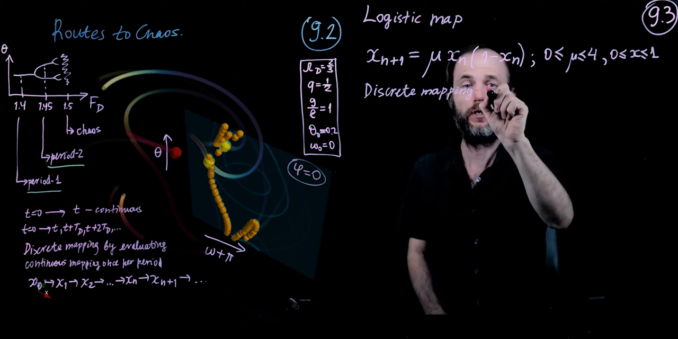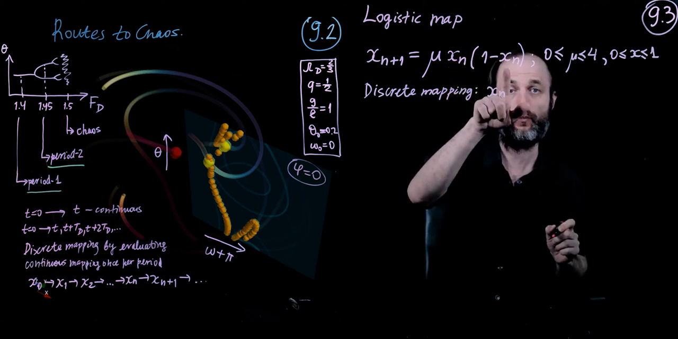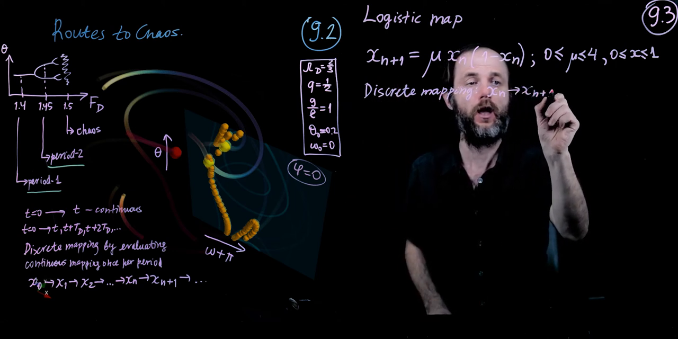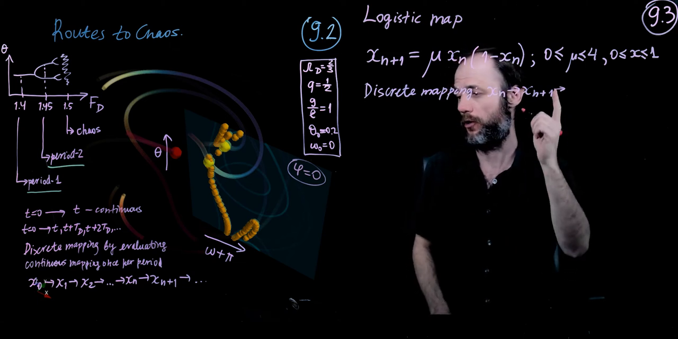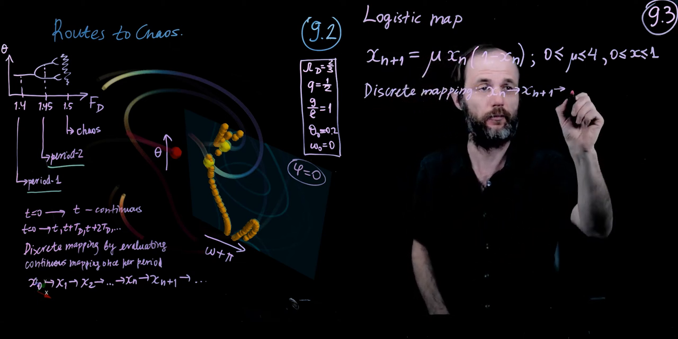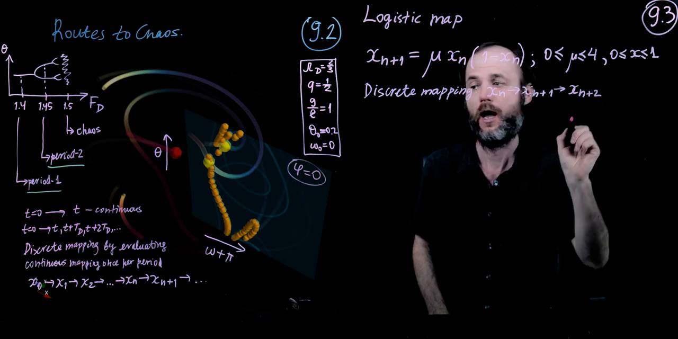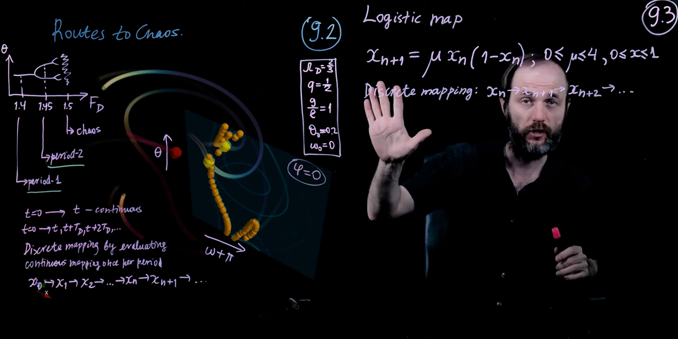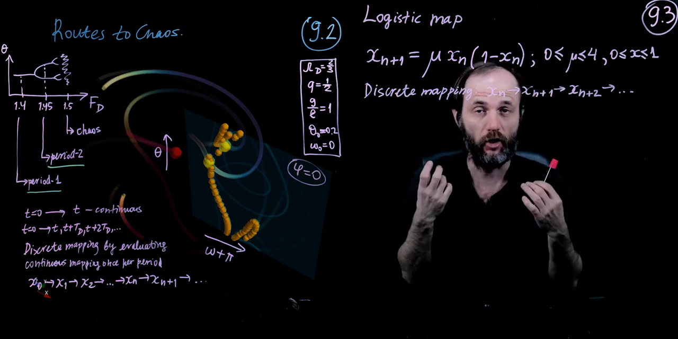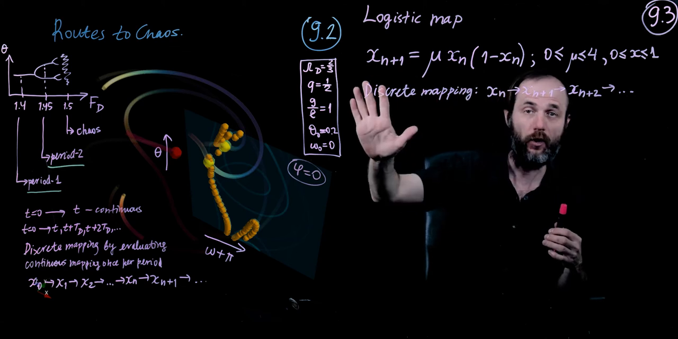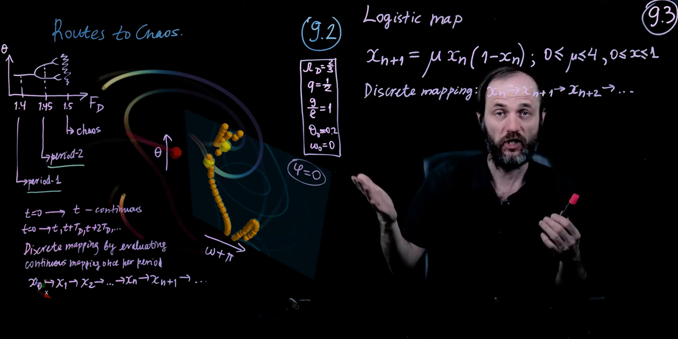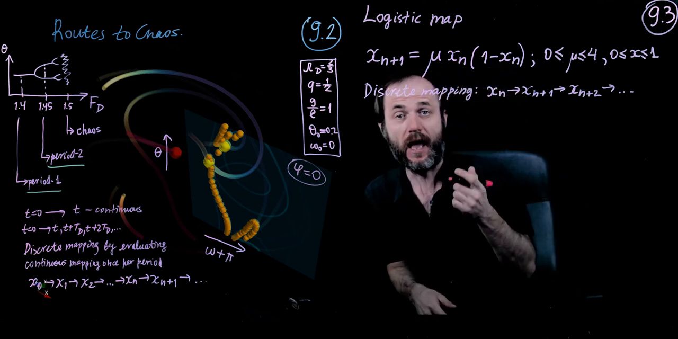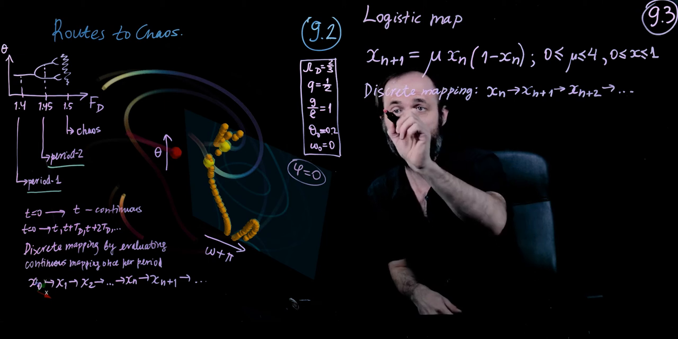So what we do is we go from xn, which we plug in here, and we get xn plus 1. Then from here, we plug in xn plus 1 and get xn plus 2, and so on and so forth. Because this is such a simple mapping, we can actually get a lot of insight into how this sequence of numbers goes chaotic. It has a very similar behavior to the driven pendulum.